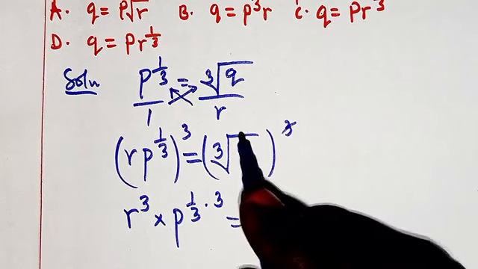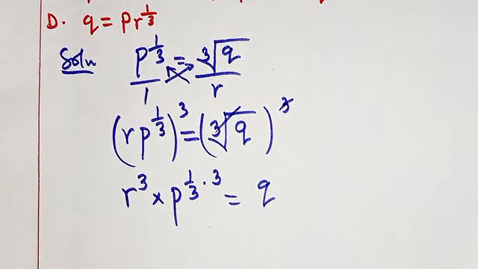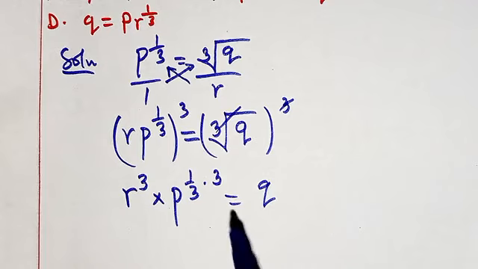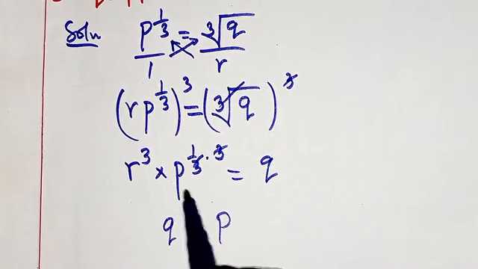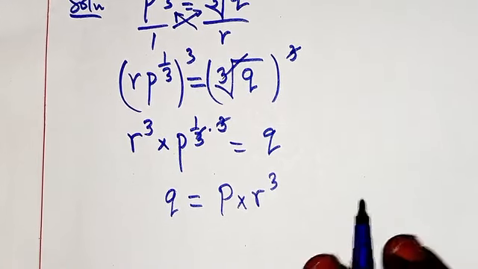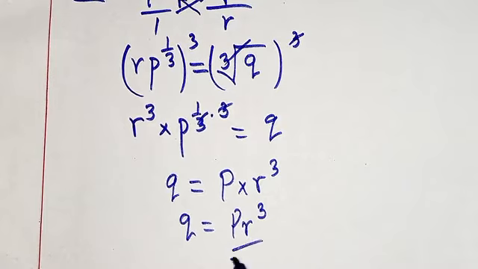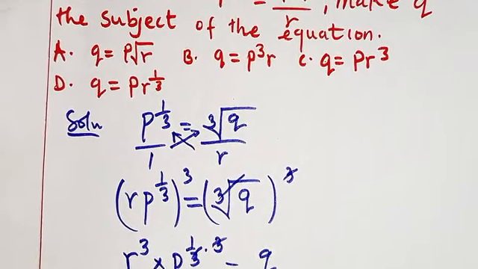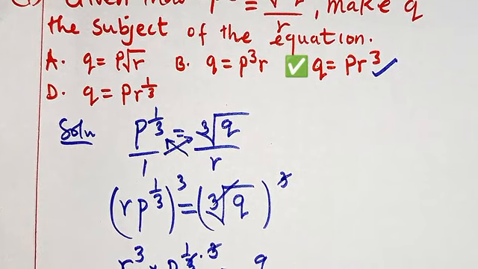Now this cube, we cancel the cube root, we are going to have q. So from there we can see that we have q here. This, we cancel this, so we have q now to be equals p times r cube, which is q equals p r cube. And that is the solution. So now when you look at the options here, you can see that we have option C to be the solution to the problem.